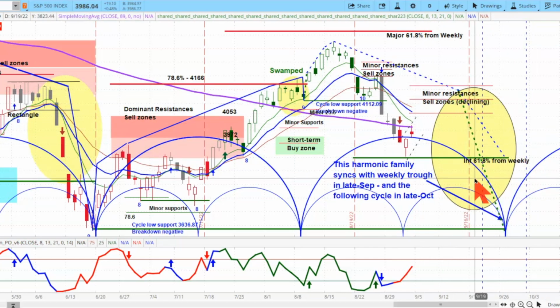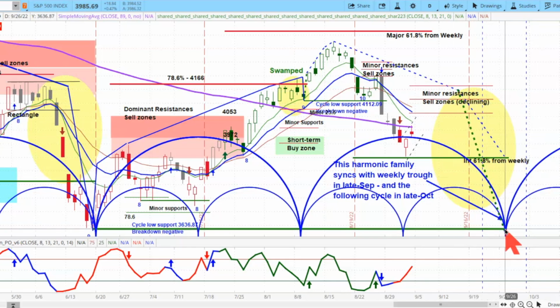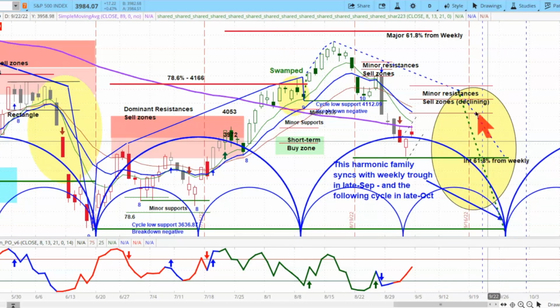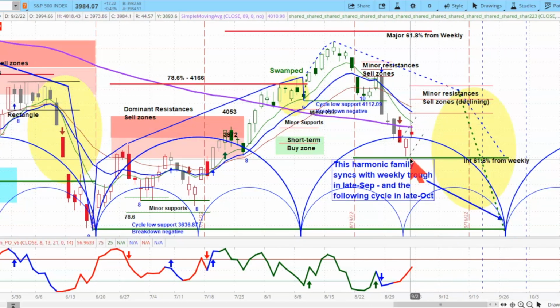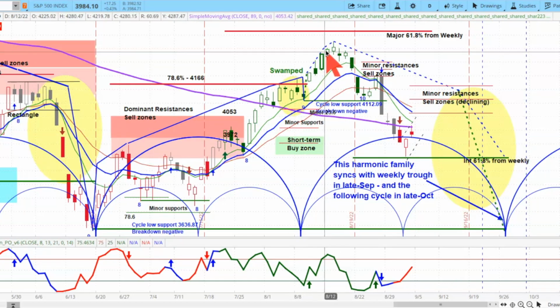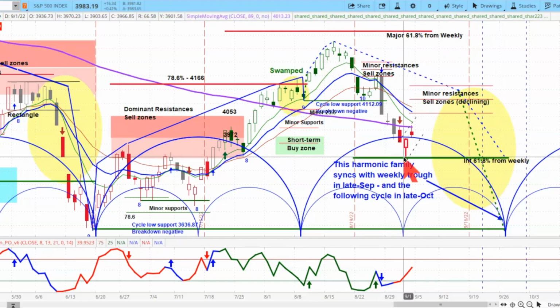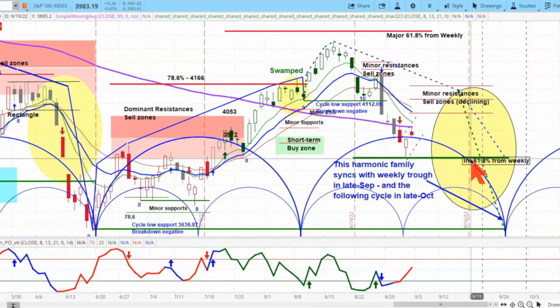Our original analysis had a best case of it coming down here and testing this low at 36.36. You can see that red line right over there. We had upgraded it and said, well, because this was so strong originally, maybe it gets down to the 61.8 and holds. But now it got there really early, and that is not likely anymore.